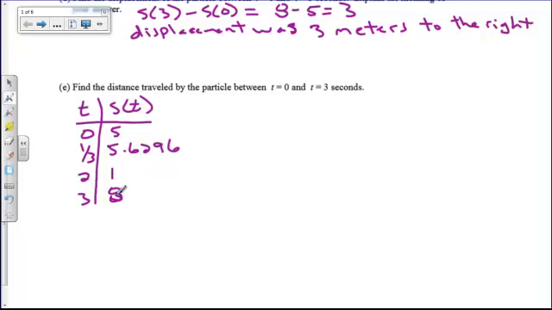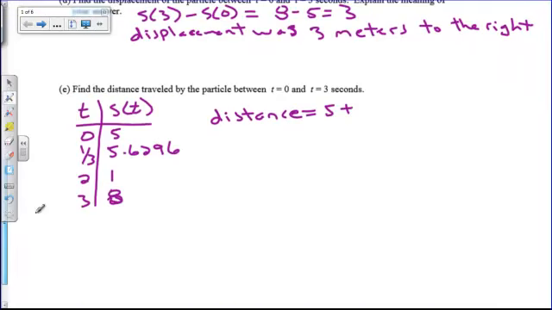So let's talk about what happened here. Now, you can see here we ended up 3 meters to the right of where we started, but we went a lot further. So let's find our distance traveled. Our distance traveled is going to be, well, actually, 0 to 1/3, that's where we started. I'm sorry. We started at 5. So we moved from 0 to 1/3. We moved 0.6296 away from our beginning. So I'm going to subtract these two to get 0.6296. From 0 to 1/3, we moved to the right, and we moved to the right this amount.